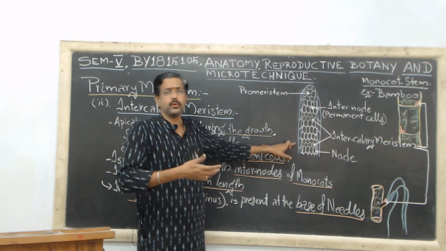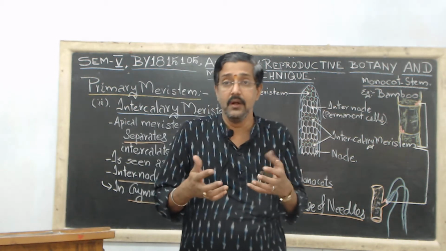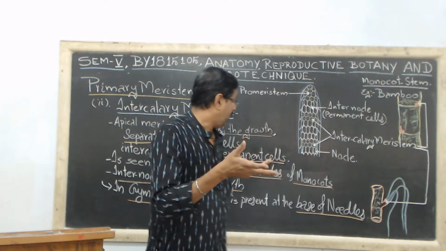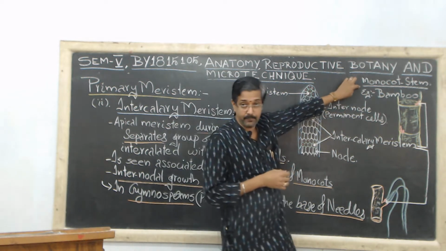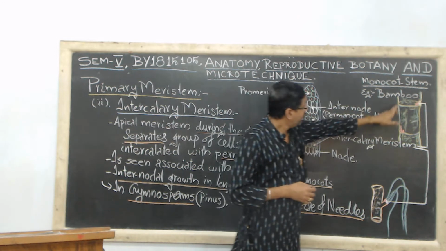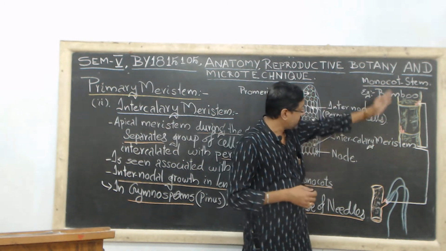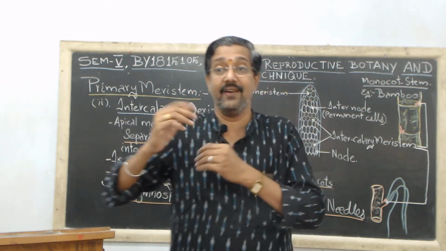According to the multiplication of the intercalary meristem, or those meristematic cells, what happens? The increase in internodal height is formed. One example is the monocot stem, for example bamboo, where we can see a node and internode, and how the node and internode increase or develop.